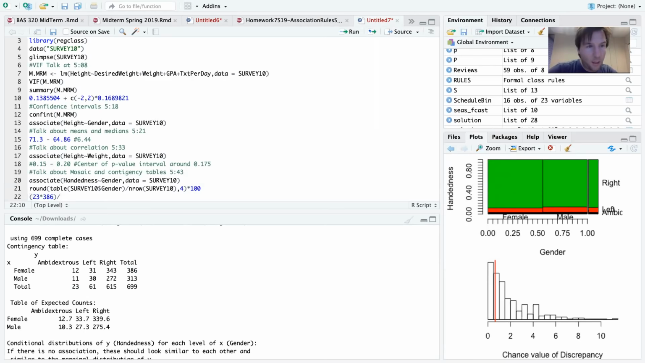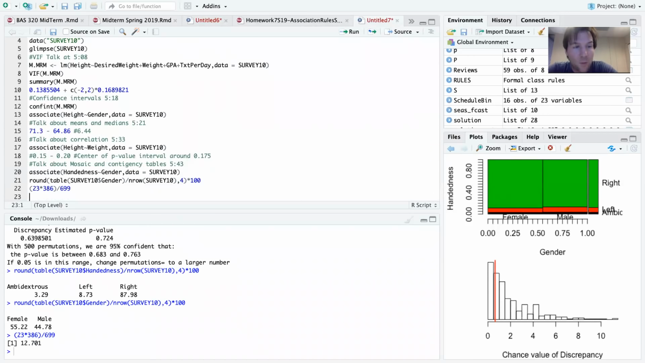So tell me, I'm fine. What will this solve to? Do it in your head. You don't have to do it in your head. What will that solve to? 23 times 386 over 699 will solve to, exactly, 12.7.